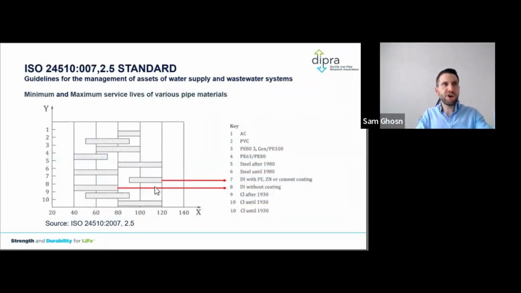Okay. Another interesting chart that you see in the ISO standard for asset management guidelines of water systems is this chart, where you see ductile iron pipe has a maximum and a minimum service life of various pipelines. But when it comes to ductile iron pipe, you see that if this pipe was not provided with any coating, that means cement lining on the inside, cathodic protection, or polyethylene encasement on the outside, the pipe service life is around 60 to 80, actually from 40 to 80 years, on average 60 years. Okay, we don't want that. We want to be here with ductile iron pipe with polyethylene encasement or zinc coating and cement mortar lining on the inside. So these pipelines will serve from 90 to 120 years, and that's what we want.